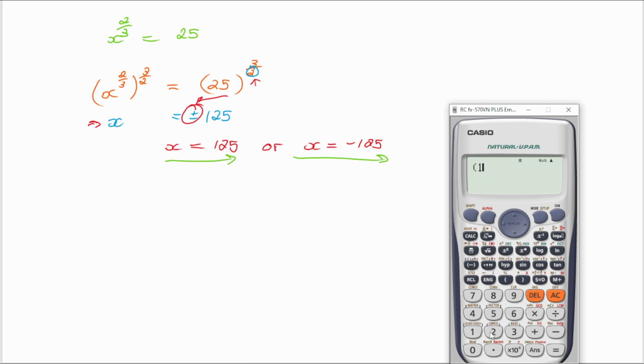Okay, so if I say 125 to the power of 2 over 3, what am I expecting? 25, right? No problems. But what happens if I put negative 125? I should also be getting 25. And I do. Okay, so those are the 3 checks that you need to keep an eye out for.